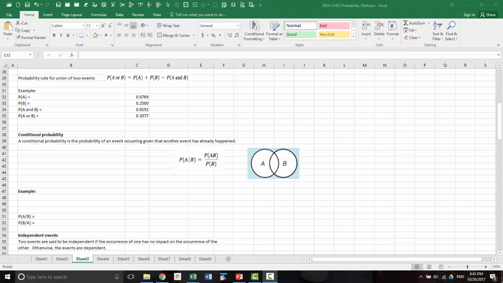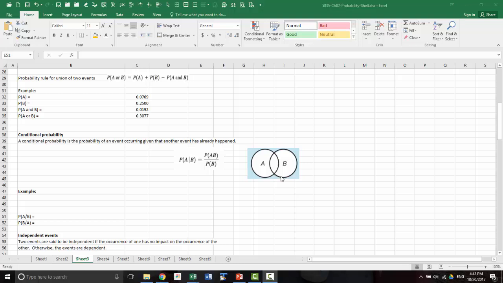So you can think of conditional probabilities in this fashion. Suppose we know that B has occurred. Originally this is the sample space and we have event A and event B. Now if event B has already occurred, the sample space is now shrunk to just that circle. All of that outside B is not true. So the sample space is now shrunk to just that circle.